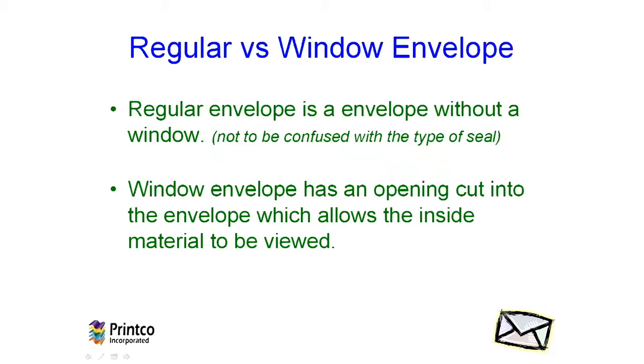When you hear the term regular versus window envelope, they are referring to the envelope itself, not the glue or adhesive that seals the envelope. A regular envelope is an envelope without a window. A window envelope has an opening cut into the envelope which allows the inside material to be viewed.